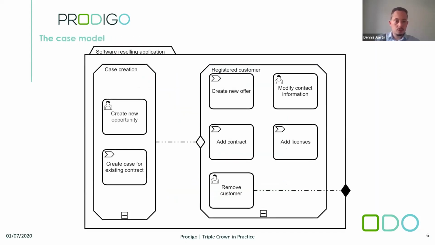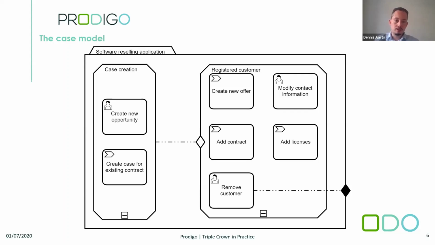So what we did was we started with a case model as the highest level, and that case model defines two main stages. The first is the case creation, and there we made a distinction between a new opportunity and a case that had to be defined for existing contracts.